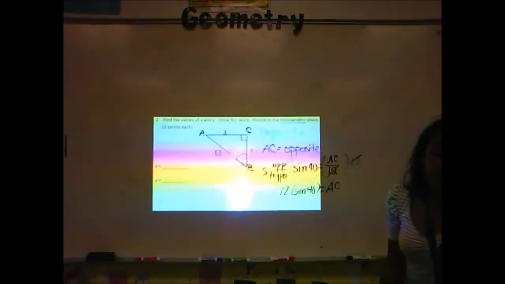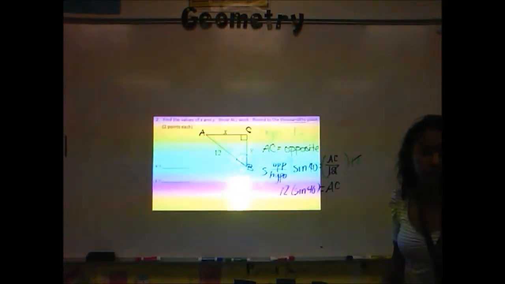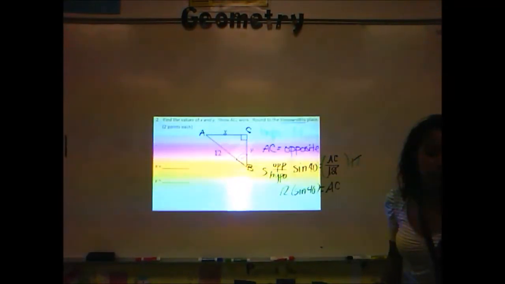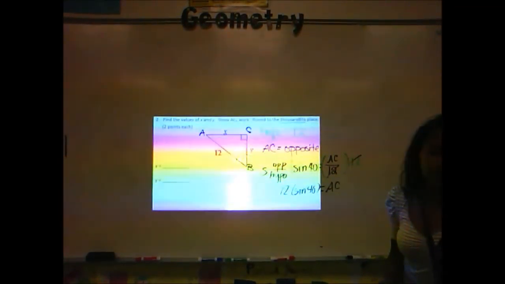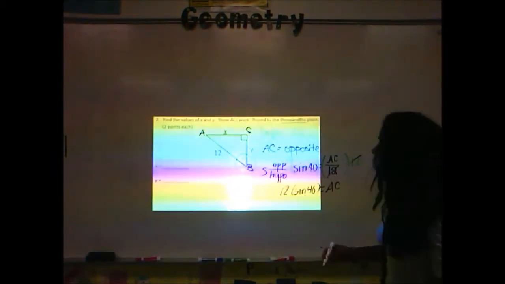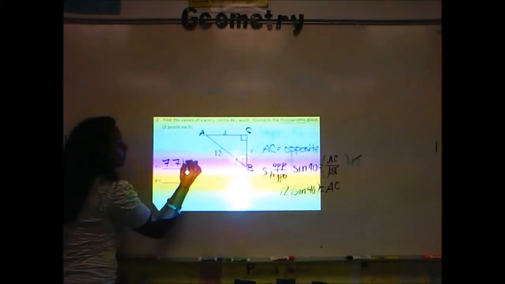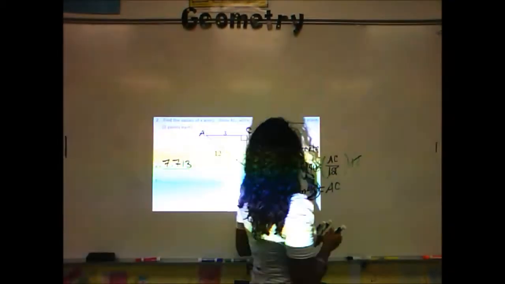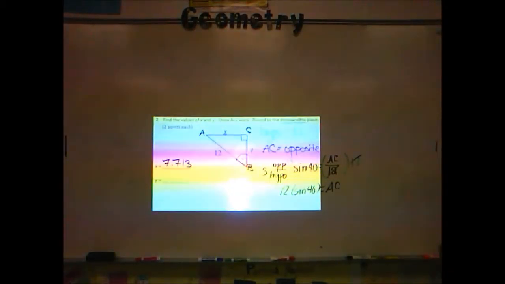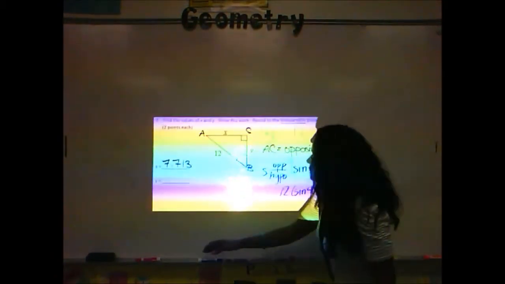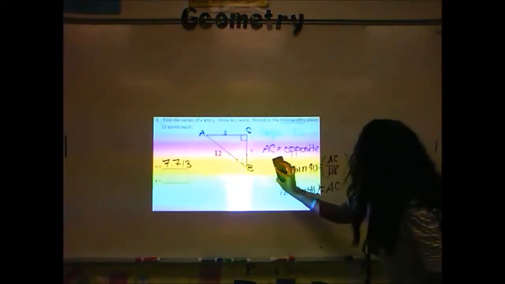7.71345. Okay, and we're rounding to the nearest thousandths. So what is that going to be rounded to? 7.713, yes. And that's x. So x is equal to 7.713. Alright. Now we need to find y.